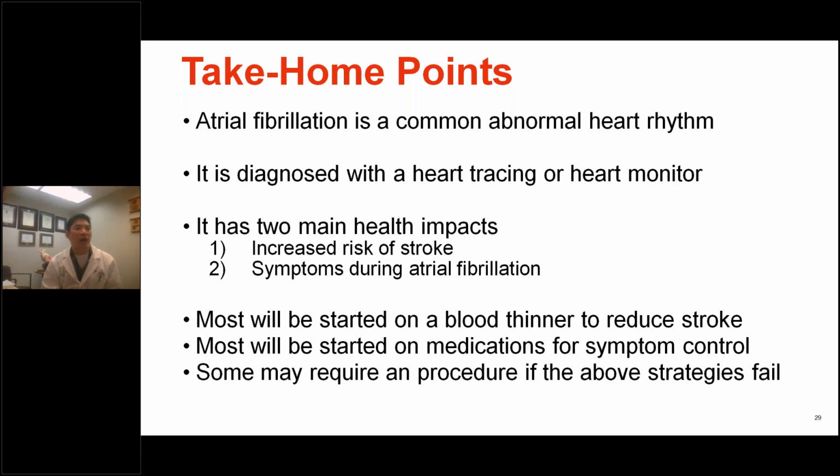So the main take-home points as we're wrapping up here and starting with the question period is that atrial fibrillation is the most common abnormal heart rhythm in the world. It is diagnosed when you receive a heart tracing during an episode or if you wear a heart monitor. The two main health impacts are an increased risk of stroke and symptoms during atrial fibrillation. Most of you with atrial fibrillation will be started on a blood thinner to reduce the chance of having a stroke. Many of you will be started on medications to make you feel better. And some of you, if those medications fail, might need a procedure either to reduce the stroke risk or to reduce the symptom burden if the medication strategies fail.